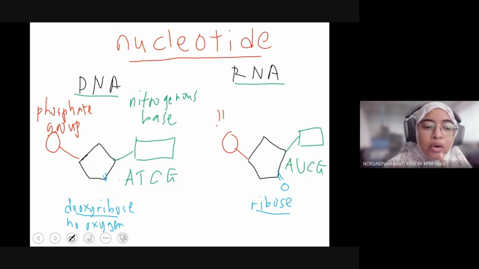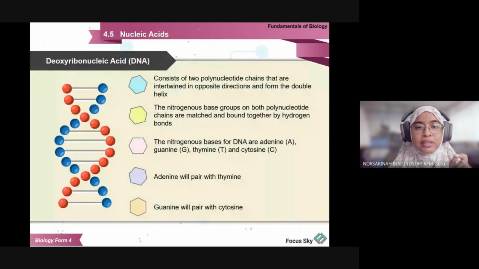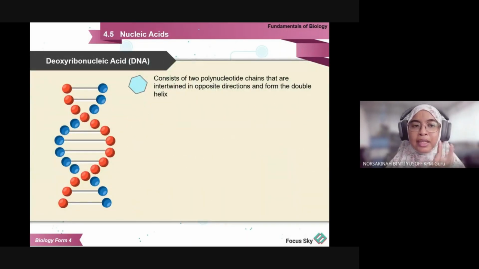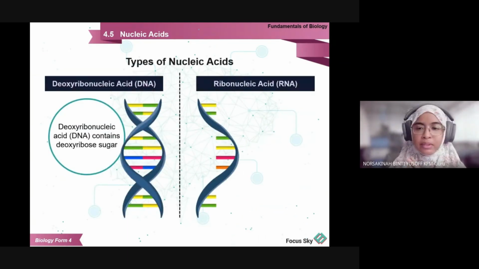The only difference is T and U. U is for RNA, T is for DNA. The others, A, C, G, are all the same. That is the basic of how it looks like. Now, I don't have the proper slide. I hate the slide given by the school. I should make my own slide, but I just don't have the time now.